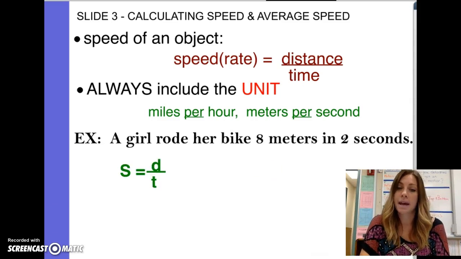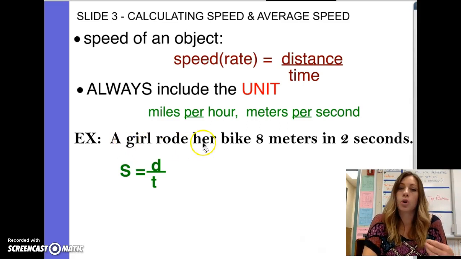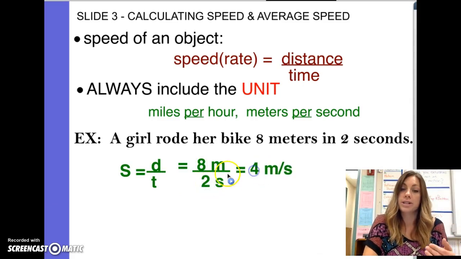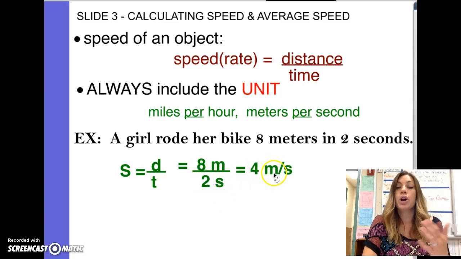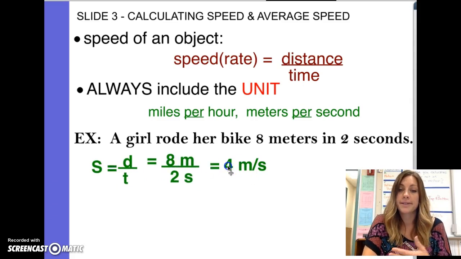So let's talk about an example. Let's say this is a speed problem. A girl rode her bike 8 meters, that's her distance, in 2 seconds. So I would set up my problem like this: speed equals distance divided by time. Her distance is 8 meters over 2 seconds. And so then if I were to divide those two, 8 divided by 2, her speed would be 4 meters per second.